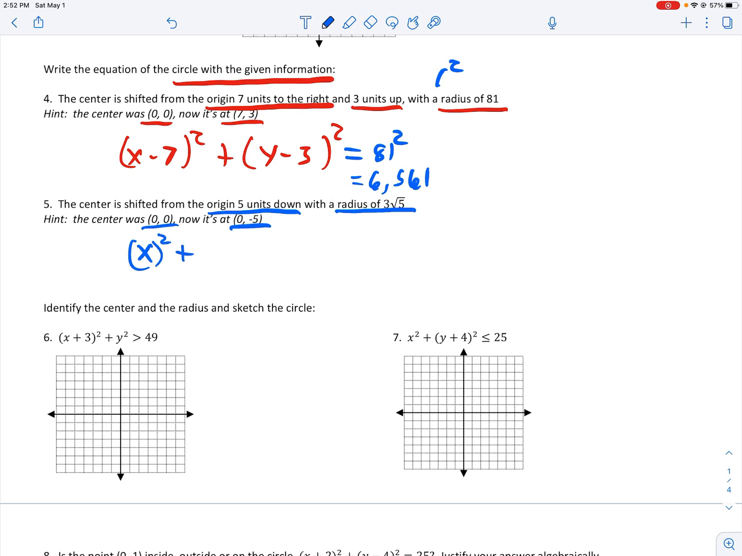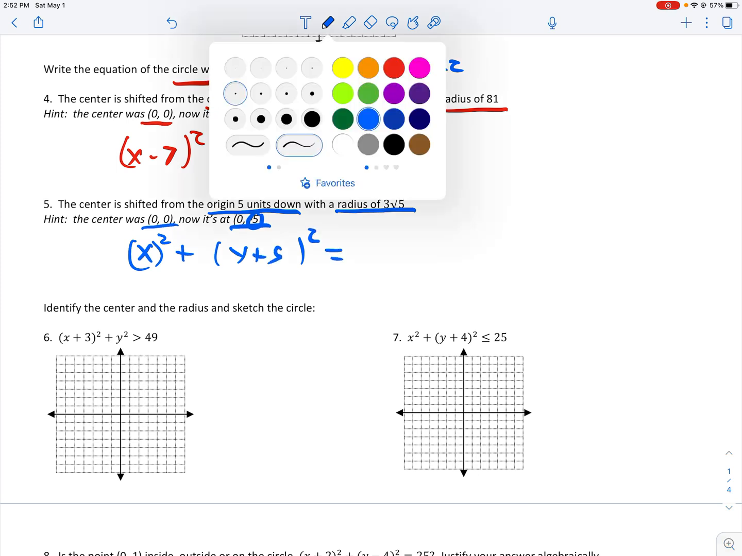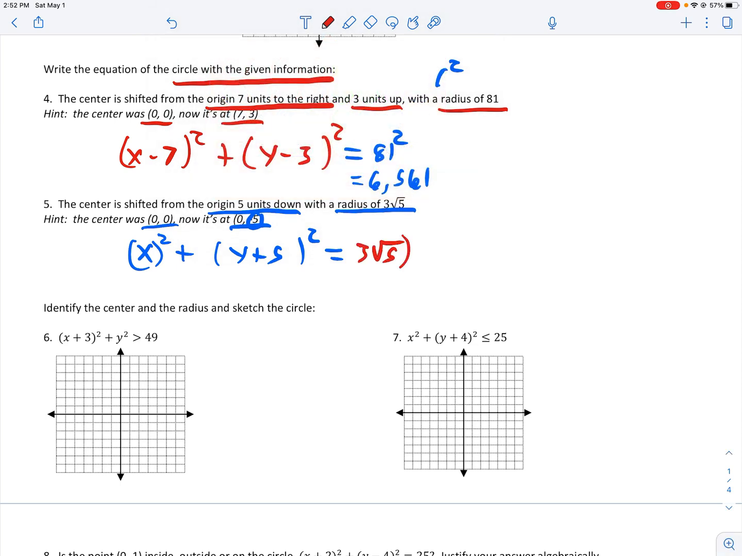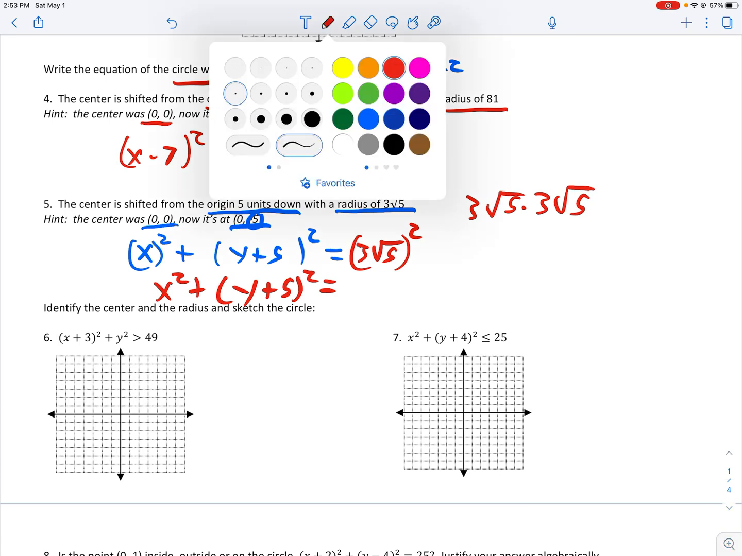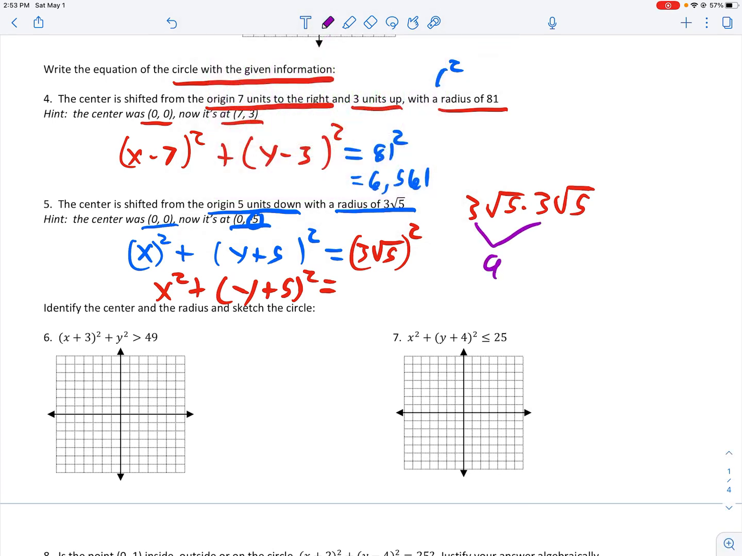It's always plus. And then for the y, it's been shifted down 5. So again, the center value is negative 5, so this would be plus 5 and then squared. And then our radius is 3 root 5. So remember, the equation is r squared. So to clean this up, we have x squared plus y plus 5 squared equals 3 root 5 times 3 root 5. We've done this before in the class. Right? 3 times 3 is 9. Root 5 and root 5 is root 25, which is just 5. So 9 times 5, so 45.